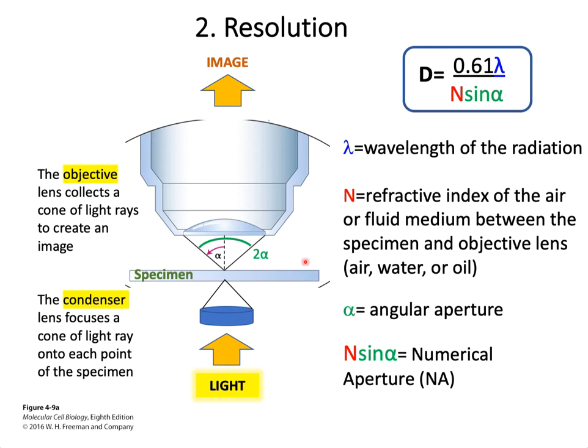To understand, let's look at the simple diagram of a bright field microscope. You can see that light is collected by a condenser lens and focused onto the specimen, and the light passes through the specimen, is collected by the objective lens, and projected onto a detector. When the light hits the specimen, it hits at a particular angle, and that angle is 2 alpha. So alpha is half of that angle. Now let's do a simple calculation.